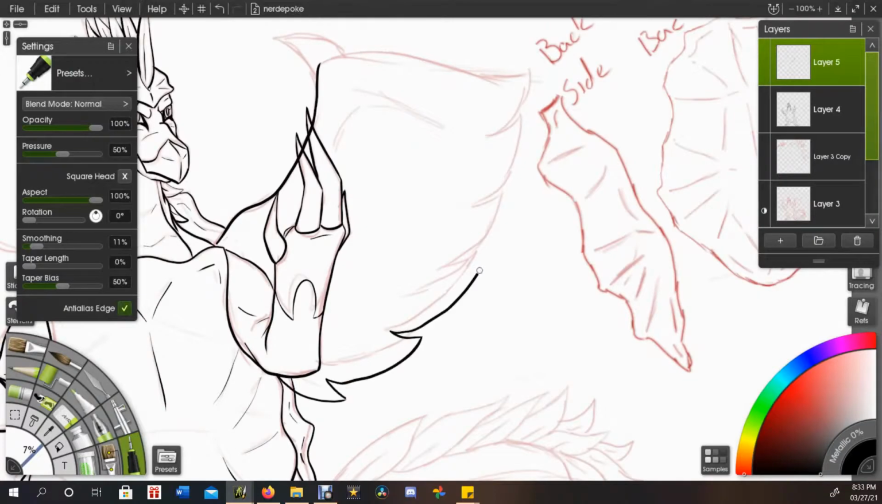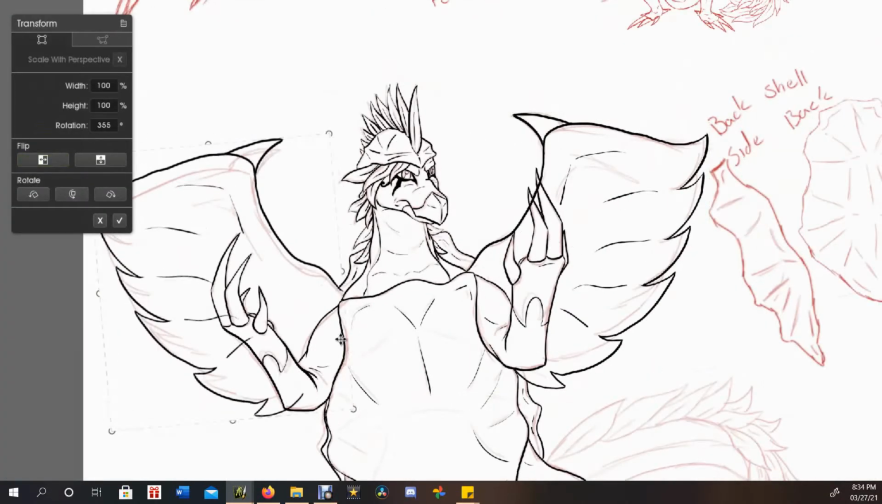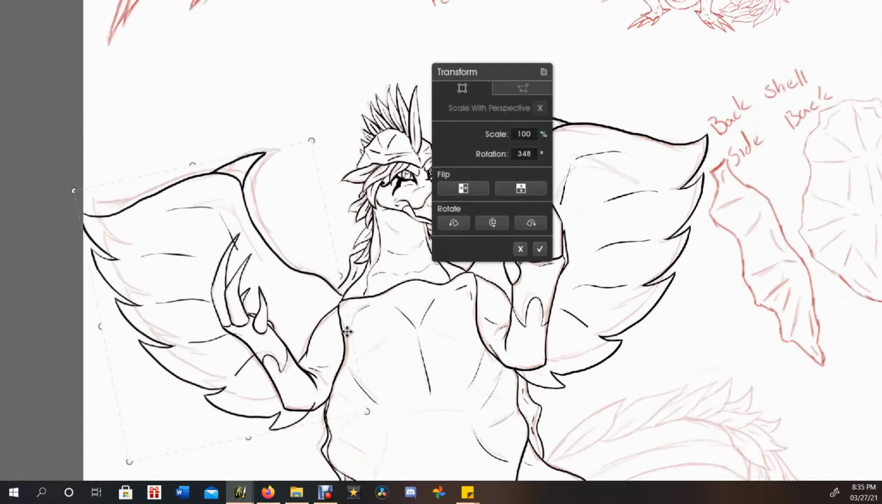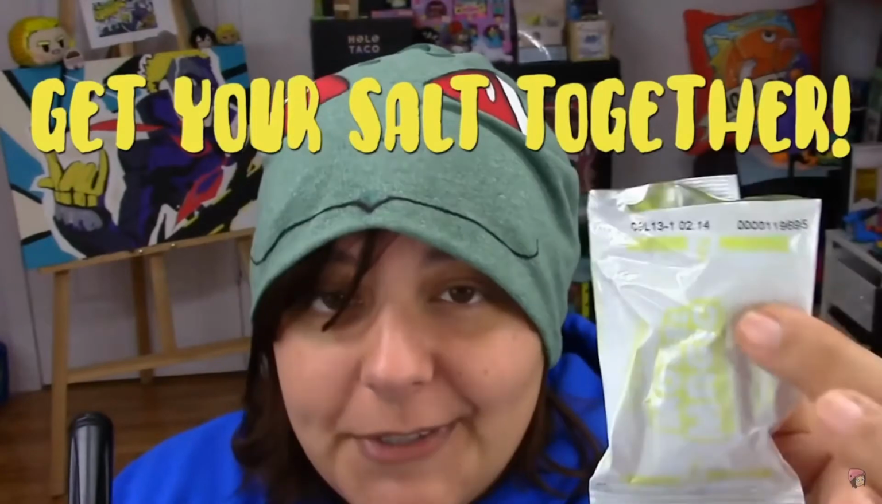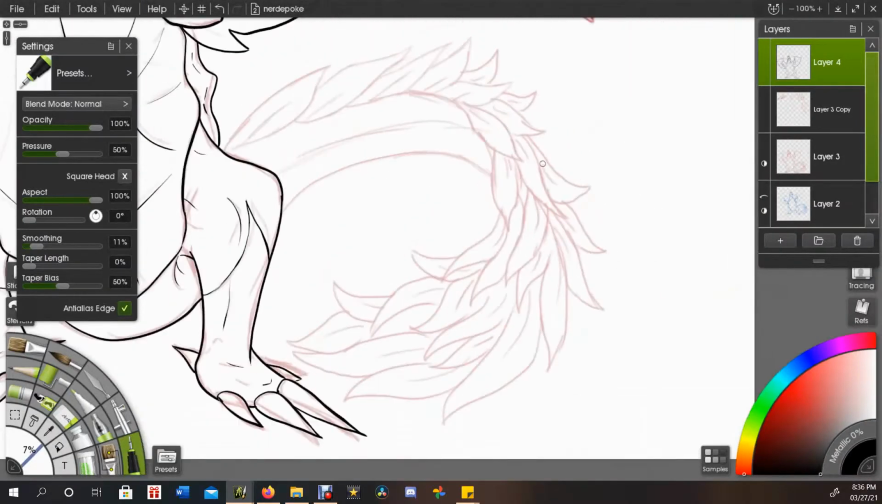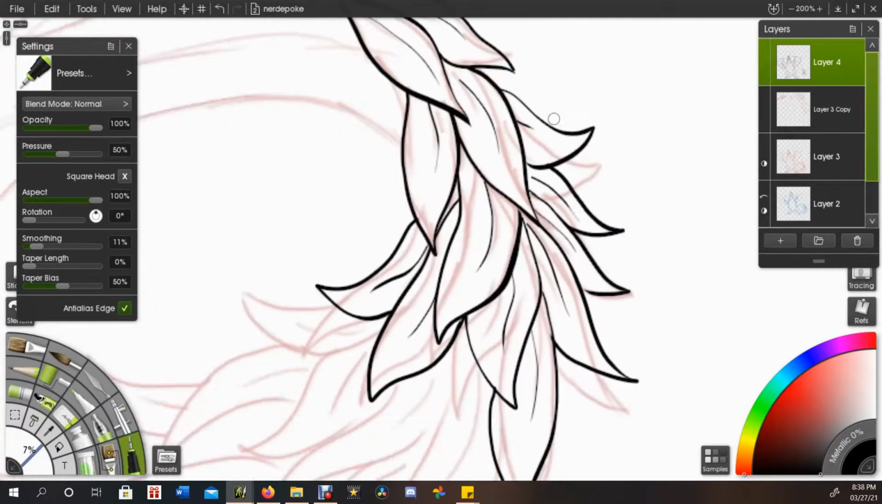Number three, NerdEmon enjoys swimming in the ocean during harsh storms and flying through the rainbows which appear after. This allows a layer of salt to dry on them, which they lick off later. Get your salt together.